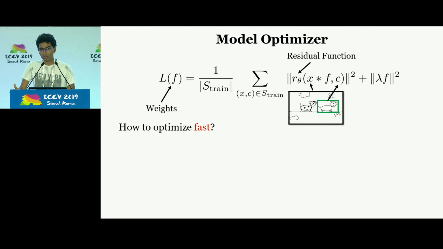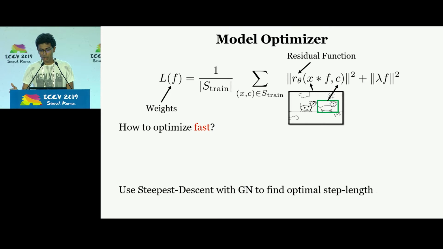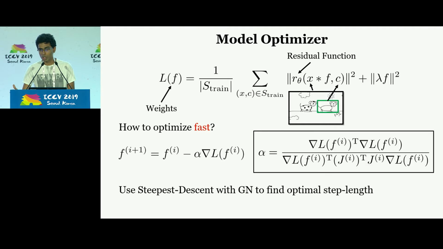We achieve this by using a steepest descent-based methodology wherein we compute the optimal step length at every iteration using Gauss-Newton approximation. This, in combination with the model initializer, allows us to get a fairly robust model in as few as 5 iterations.